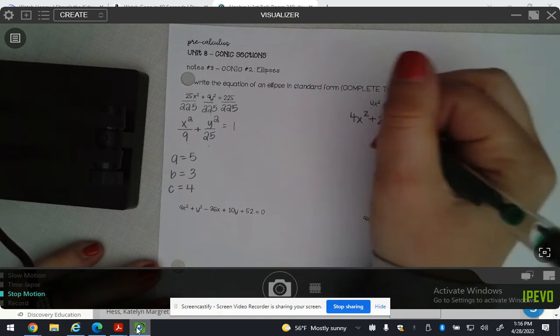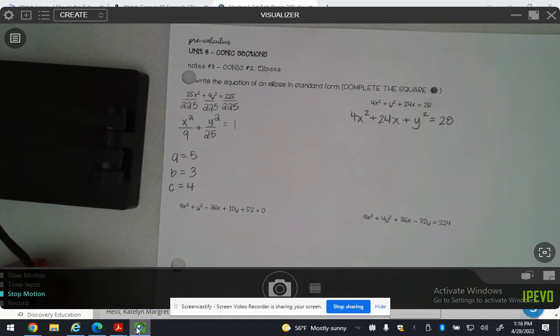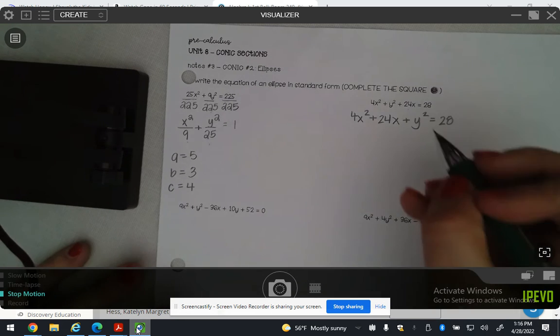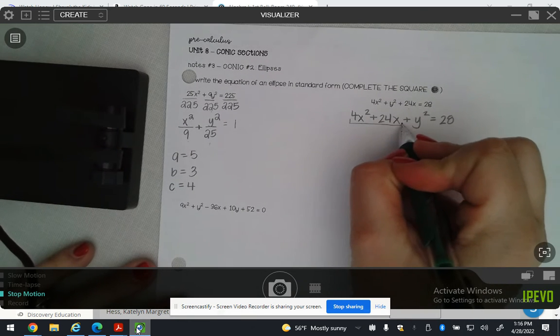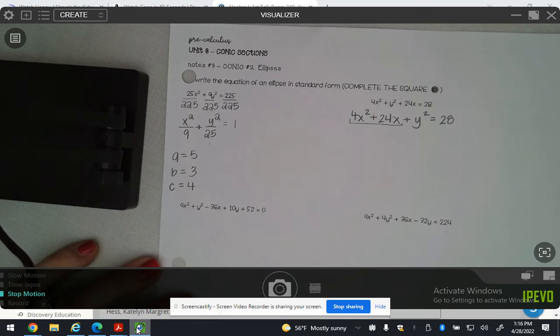Okay? So, the thing is, when we completed this square last week, we never had a coefficient in front of my x squared, right? We just took b and divided by 2. But do I have a coefficient in front of my x squared now? Yeah. What is it? It's a 4. Now listen and watch. I'm going to factor a 4 out of these two. Why am I going to factor a 4 out of those two?